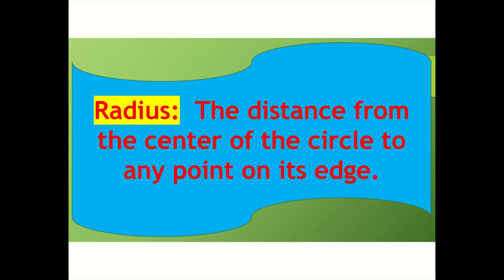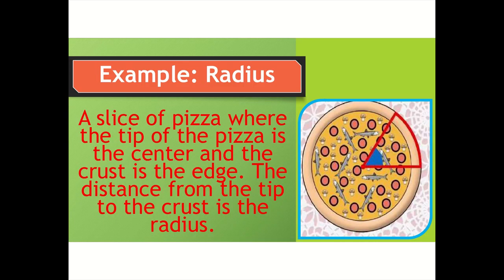Radius: the distance from the center of the circle to any point on its edge. Example: a slice of pizza where the tip of the pizza is the center and the crust is the edge. The distance from the tip to the crust is the radius.